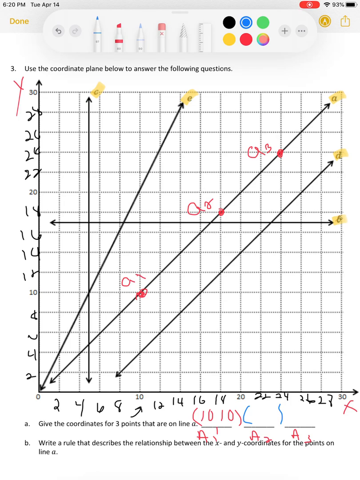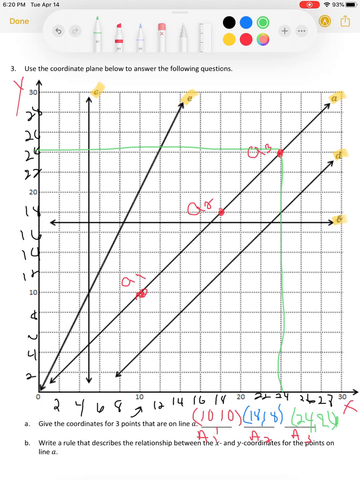So on the x-axis, A2 sits at 18, so x would be 18 here. And then on the y-axis, A2 sits at 18. Y would be 18 there. Okay, I see a pattern in all of these. X and Y are the same. All right, let's go to A3. Okay, so for A3, A sits on 24 on the x-axis, and then 26 on the y-axis. So we've given all 3 coordinate pairs.